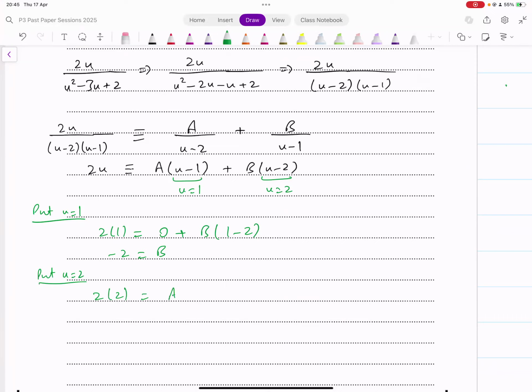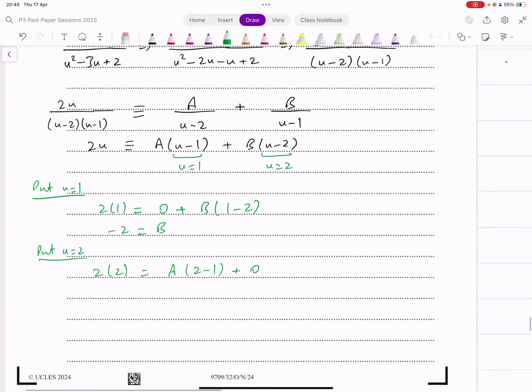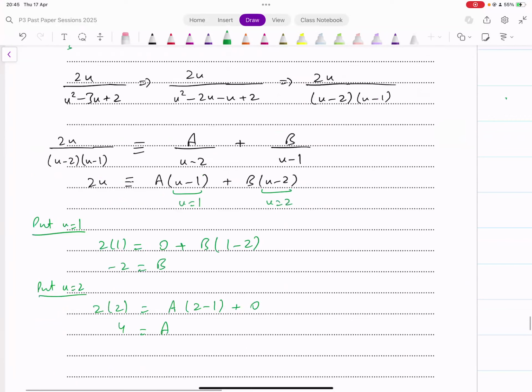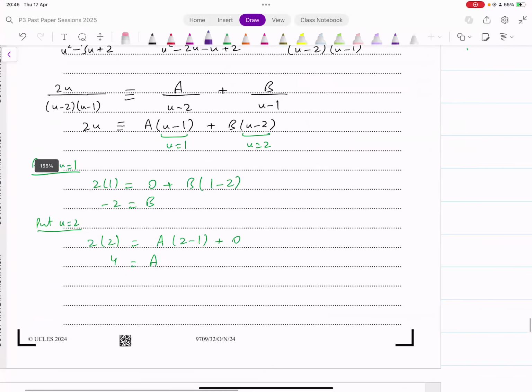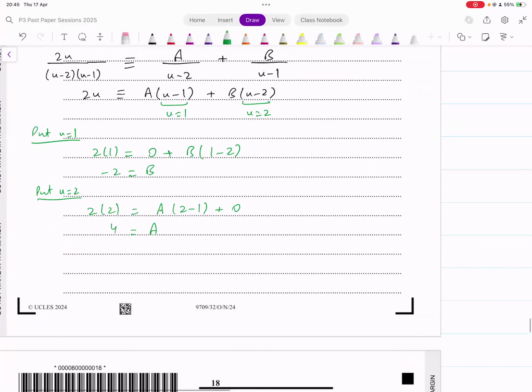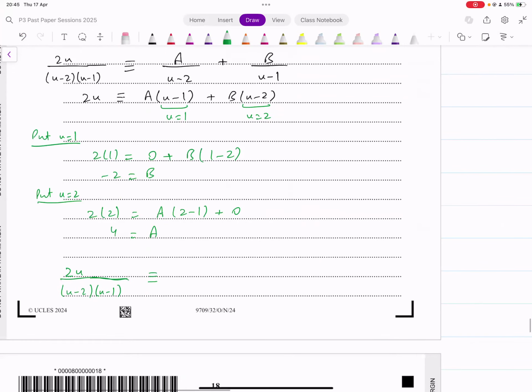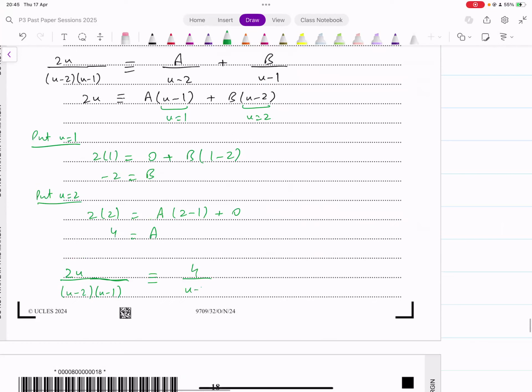On the right side, we have a times minus 1 plus 0, and the value of a turns out to be 4. So a is 4 and b is minus 2. So what's the integral going to become? Now the integration becomes, if we write down the partial fractions, first of all, the partial fractions are 2u over u minus 2 into u minus 1. That simplifies to 4 over u minus 2 and minus 2 over u minus 1. These are the partial fractions that we get from this.